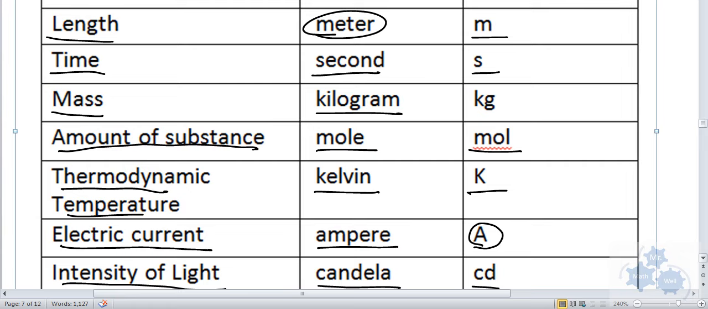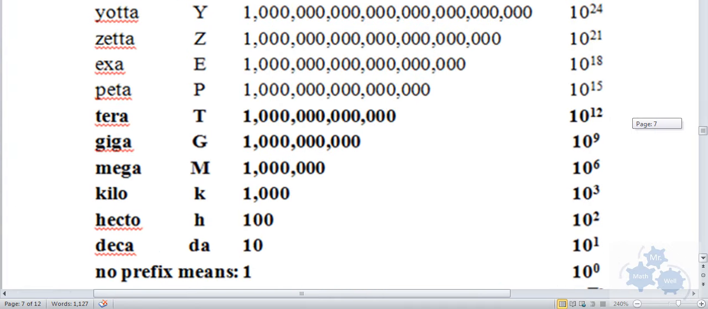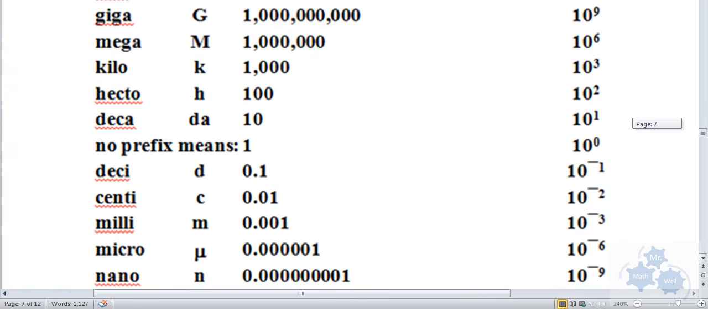You can start doing that now, and we'll pick up the rest of the lesson tomorrow, in which we're going to be talking about the metric prefixes right here. You bet. You'll have to memorize this too. Absolutely.